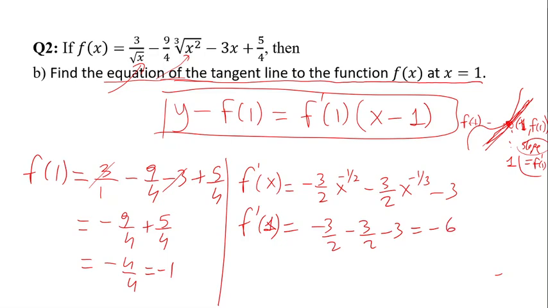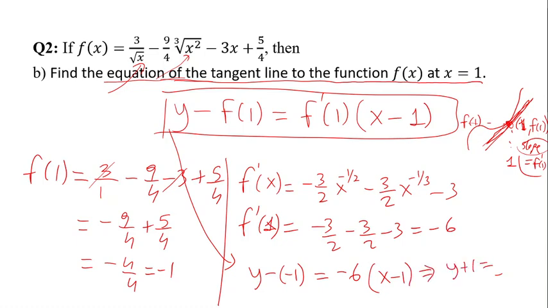And now we can put them together here. So we put y minus f of 1, which is negative 1, is equal to f prime 1, which is negative 6, then times x minus 1. So this has to be equal to y plus 1 equal to negative 6 x plus 6. This will be equal to y equal to negative 6 x plus 5. So this will be the line equation here.